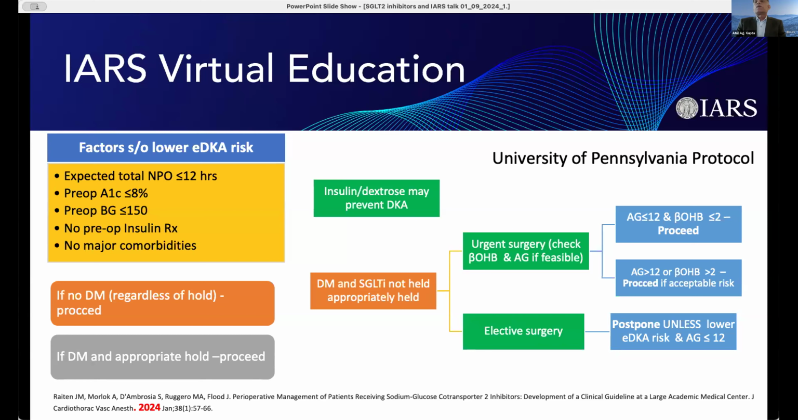But if the patient is undergoing elective surgery, postpone surgery unless the patient has lower factors for DKA risk and an anion gap is less than 12. And the factors that they recommended were if the expected total NPO time was less than 12 hours, low HbA1c, lower blood glucose, no preoperative need for insulin, and no major comorbidities.